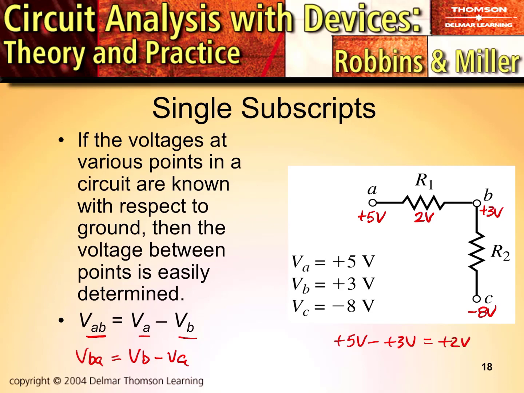You could do the same thing with VBC. So let's figure out VBC, the voltage of R2, which is equal to VB minus VC. VB is plus 3 volts. Now we're going to minus minus 8 volts. A minus and a minus equals a plus. So that's going to be equal to plus 3 plus 8, equaling plus 11 volts. VBC is plus 11 volts.